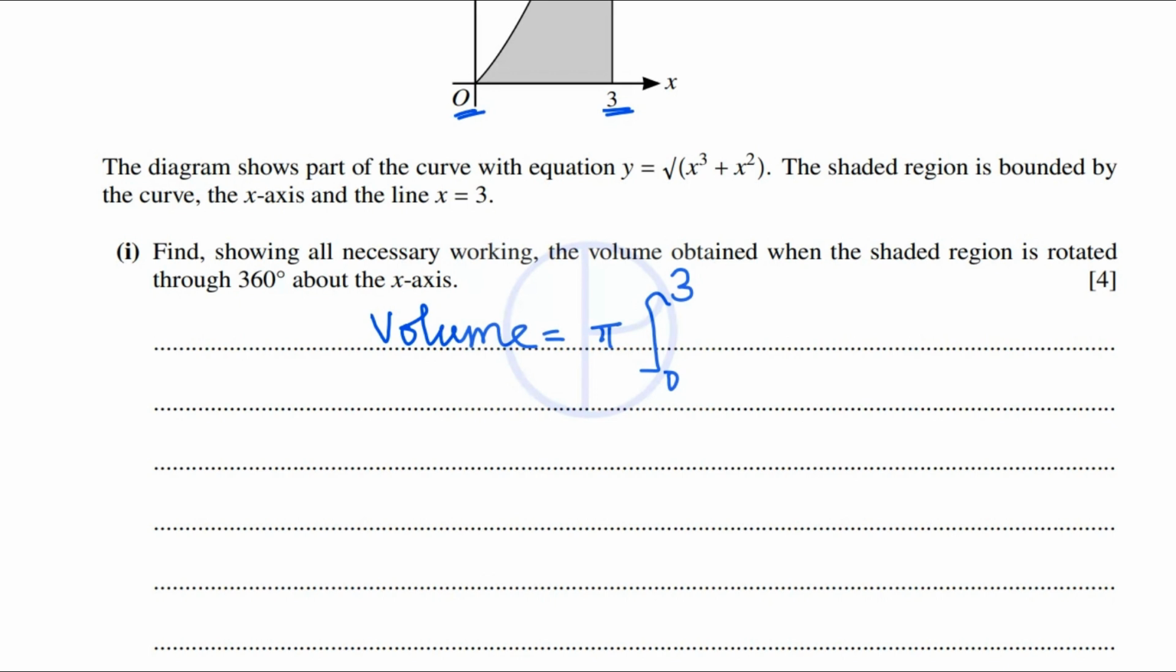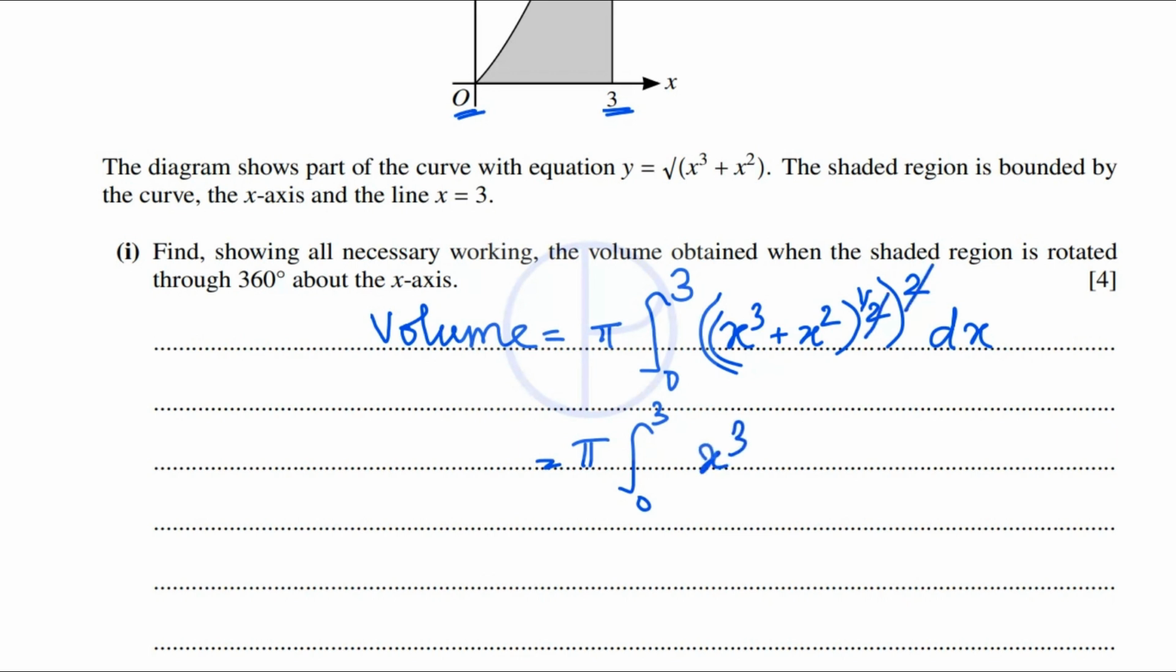We have to write y square. What is y? y is x cube plus x square whole power 1 over 2. We need to square this multiplied by dx. So this is equal to pi integral 0 to 3. This 2 and this 2 get cancelled. You get x cube plus x square multiplied by dx.